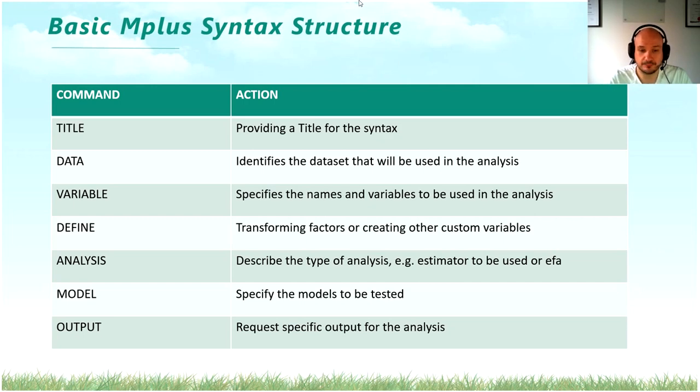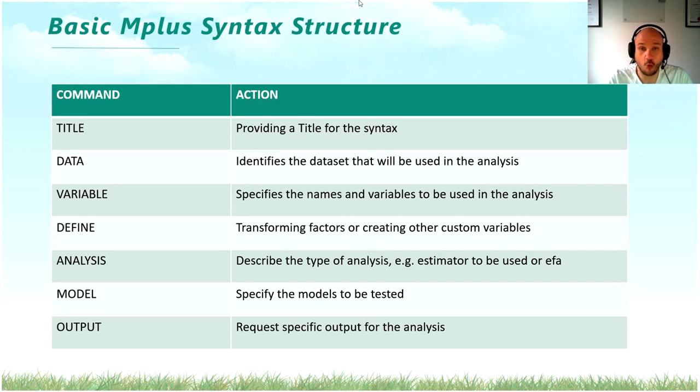Then we have the define command, and this command basically helps us to transform certain factors into other things. So we can create new factors out of other factors, for example. In the analysis command, we specify what estimator we will use. You'll know in structural equation modeling there are various estimation methods. So sometimes if you don't have a normal distribution, you want to use a different estimator, and it also indicates what type of analysis you can use, for example in EFA.